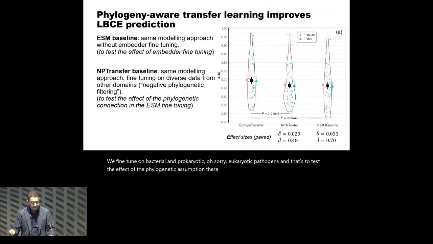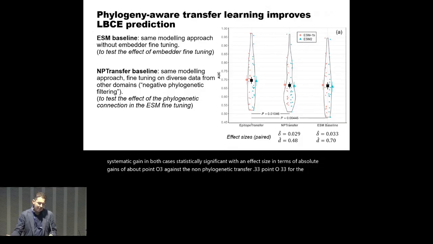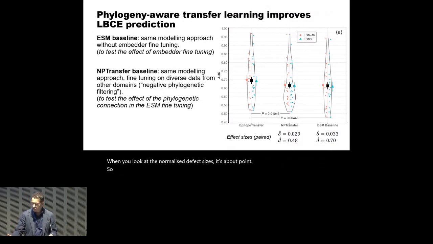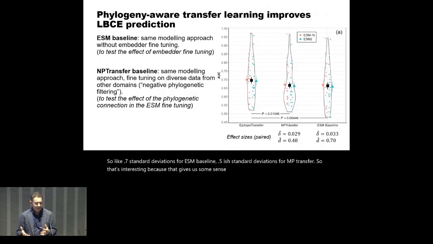And we found effects. We found a systematic gain, in both cases statistically significant, with an effect size in terms of absolute gains of about 0.03 against the non-phylogenetic transfer, 0.33 for the ESM baseline. When you look at the normalized effect sizes, it's about 0.7, so like 0.7 standard deviations for ESM baseline, 0.5-ish standard deviations for NP transfer. So that's interesting because that gives us some sense that what we're doing actually carries some predictive value.